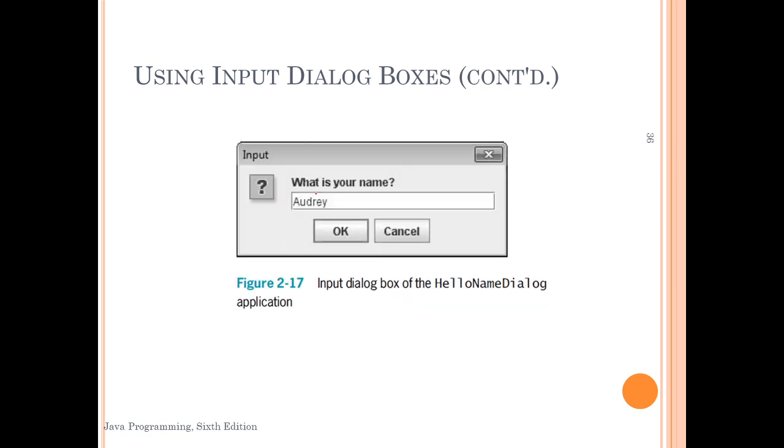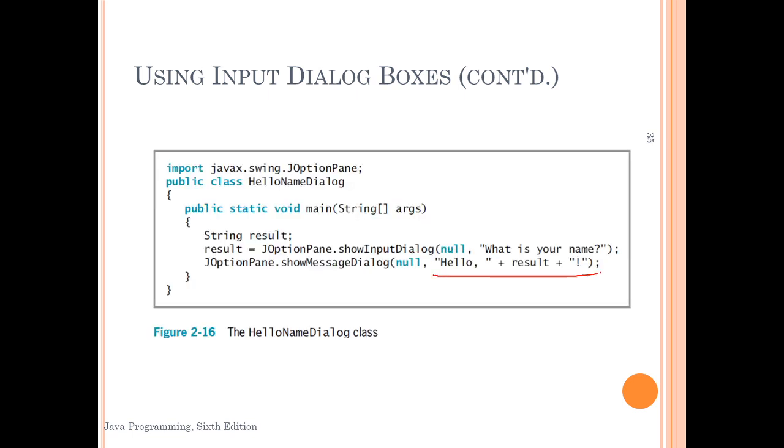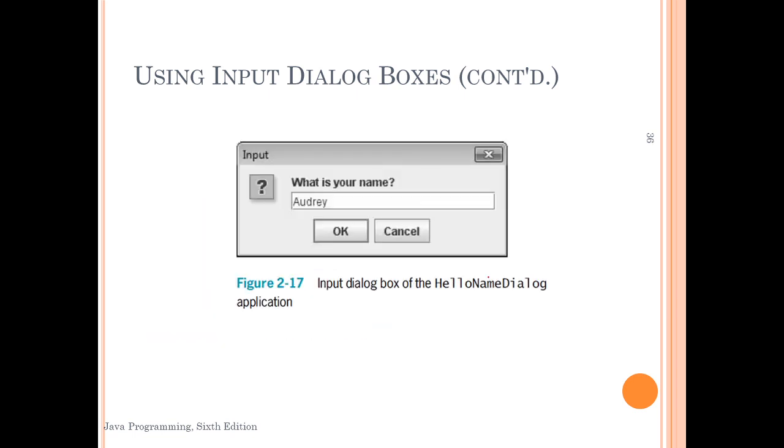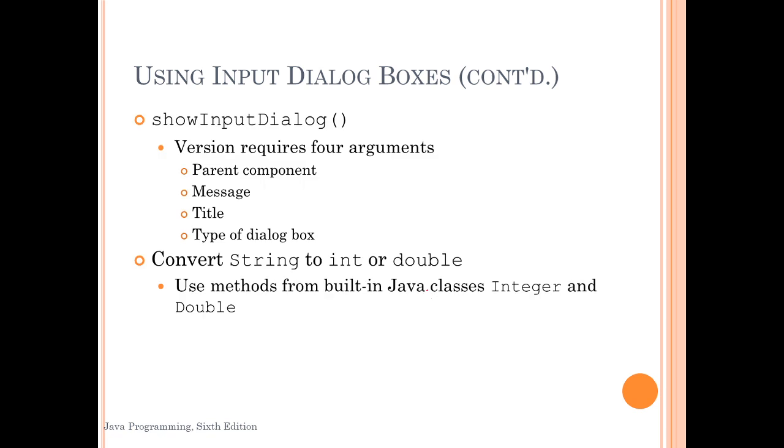So, ito yung mangyayari sa kanya. Sabi niya, what is your name? And then itatype mo, pag-click ng okay, lalabas yung sasabihin niya, hello, and then yung pinakang result. So, later, magpapakita ko ng example. Ito yung kanyang mga arguments. Meron siyang parent component, message, title, and the dialog box.